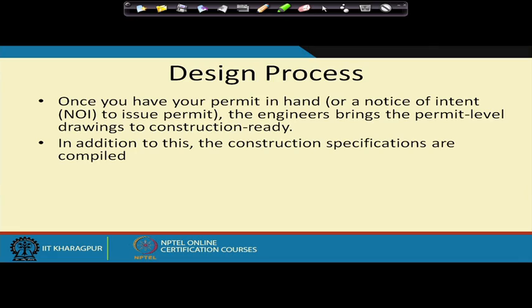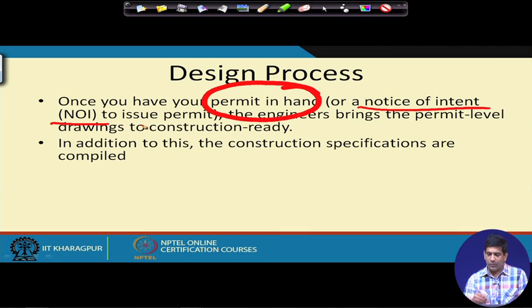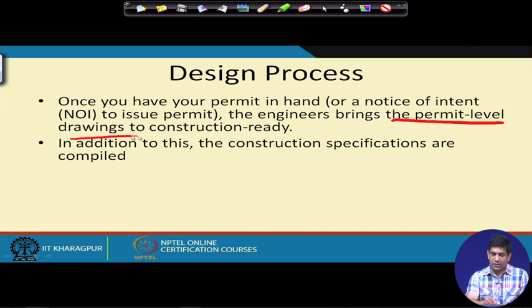Once you have the permit in hand from the permitting authority, or a notice of intent, or NOI, which is again the same thing, to issue the permit, saying you will get the permit in a few days or weeks, the engineer brings the permit level drawing to a construction level drawing. So you start going from the permit level drawing to construction ready. A construction ready drawing has to have all the details, in more detail, so that people can do the construction.